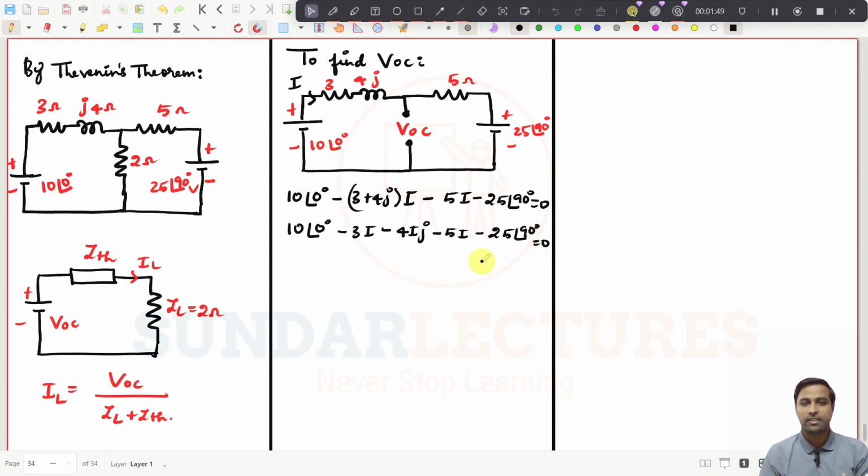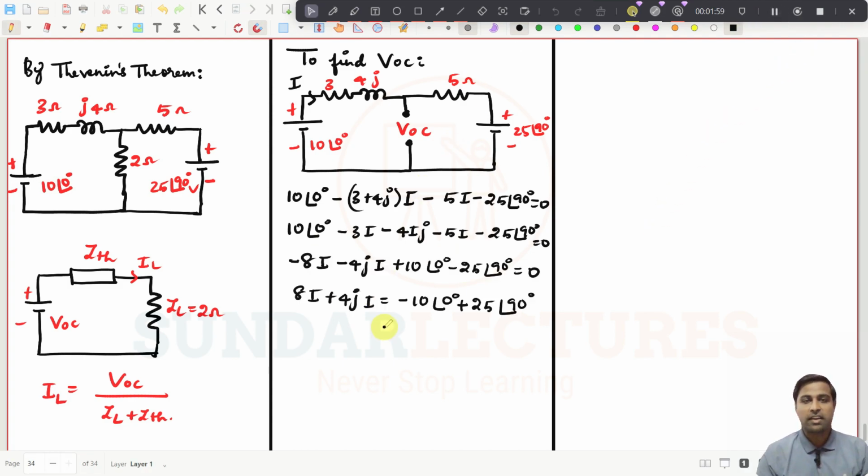If I simplify everything, I will get the I term. Like these two can be added, so minus 8, minus 4j, times I, plus 10 at an angle of 0 degrees, minus 25 at an angle of 90 degrees. I am just bringing these two terms to the other side, so this will be plus and this will be minus. So it will be like this.